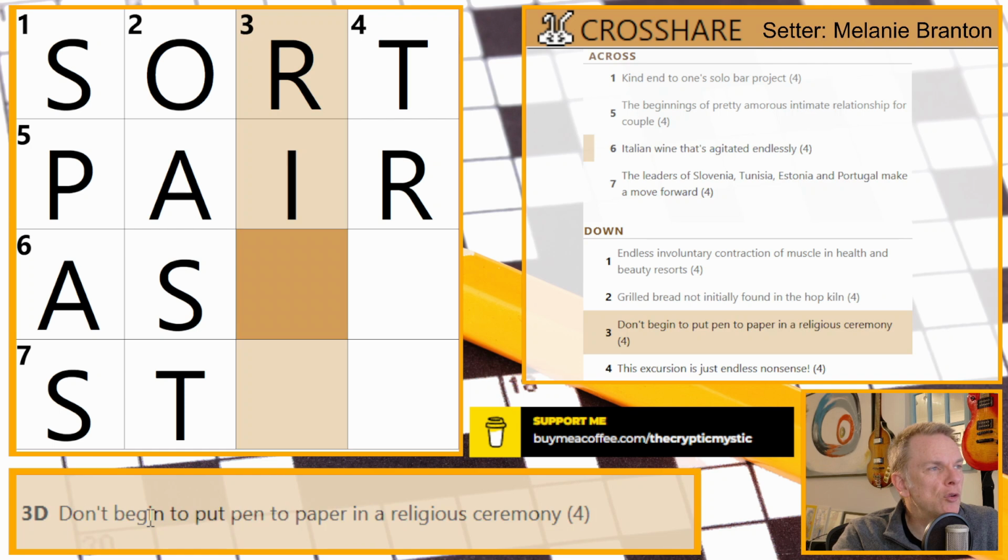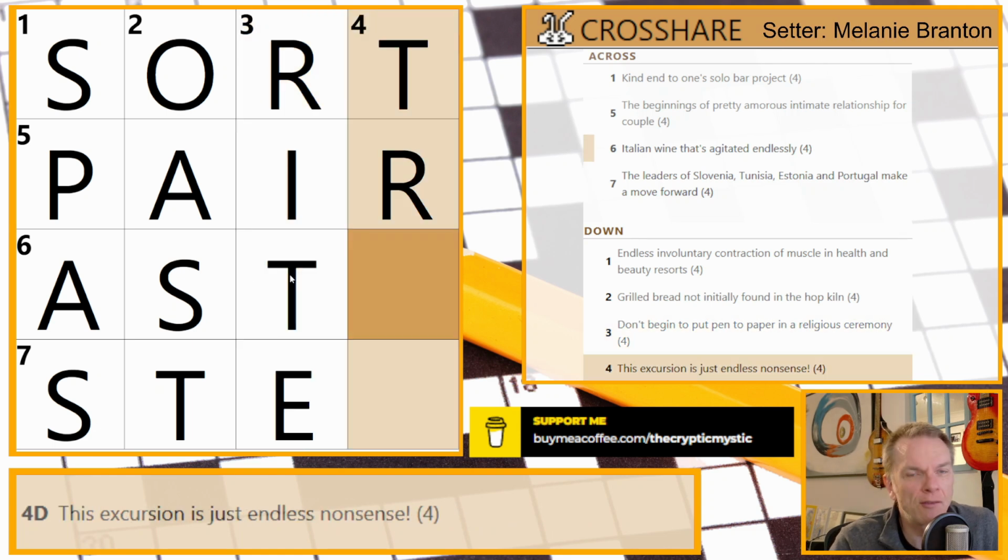3 down. Don't begin to put pen to paper in a religious ceremony. So don't begin to put pen to paper. That means take off the initial letter of a word for to put pen to paper, and you'll get a religious ceremony. Now, to put pen to paper is what? That's to write, isn't it? Take off the W, write, and we end up with rite, a religious ceremony.